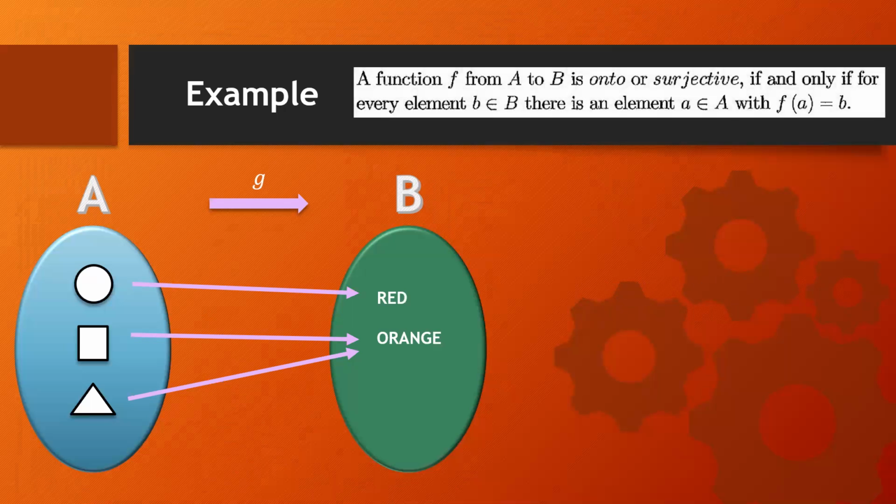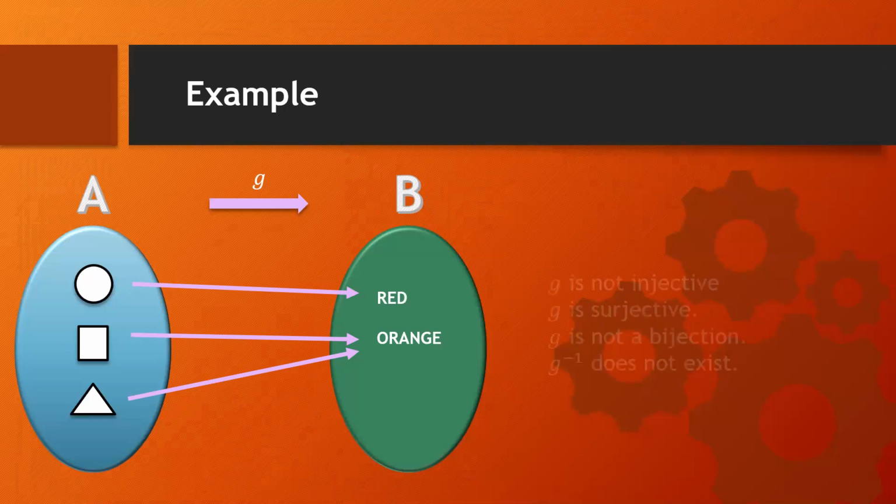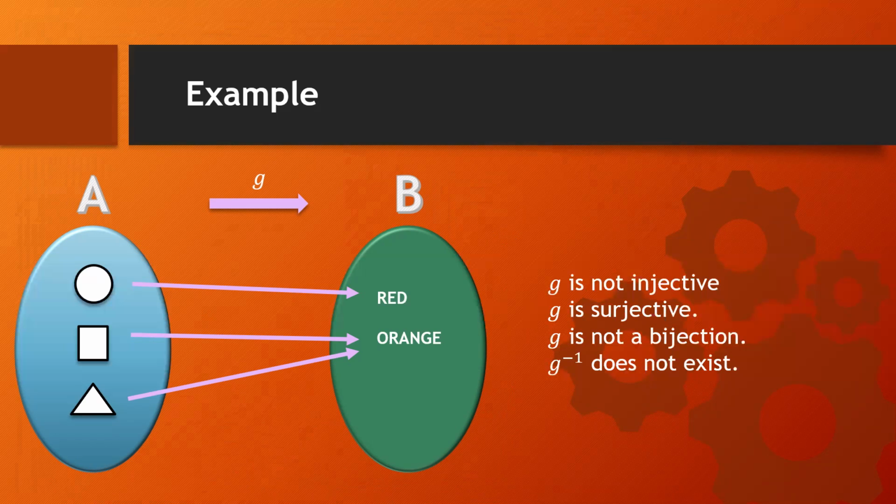Is it surjective? Yeah, every element in B gets mapped to. So it's not injective, but it is surjective. It's got to be both to be a bijection, so it's not a bijection. And as it's not a bijection, there is no inverse.